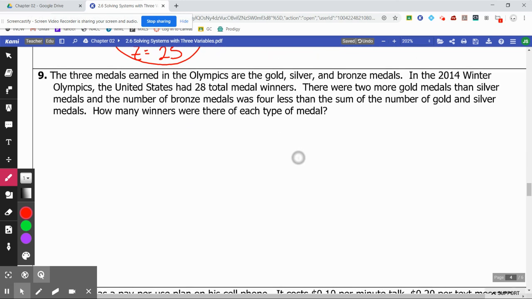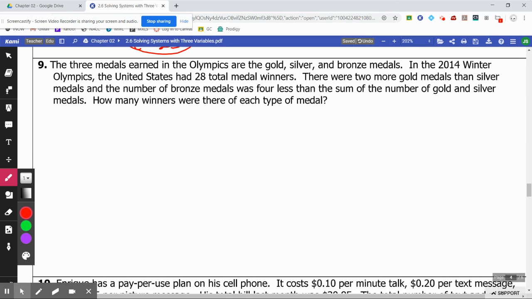Okay, number 9. It says the 3 medals earned in the Olympics are gold, silver, and bronze. In the 2014 Winter Olympics, the United States had 28 total medal winners. So we already see that X would be your gold, Y would be silver, Z would be bronze. They had 28 total medal winners. There were 2 more gold medals than silver. The number of bronze medals was 4 less than the sum of the gold and silver. How many winners of each type?